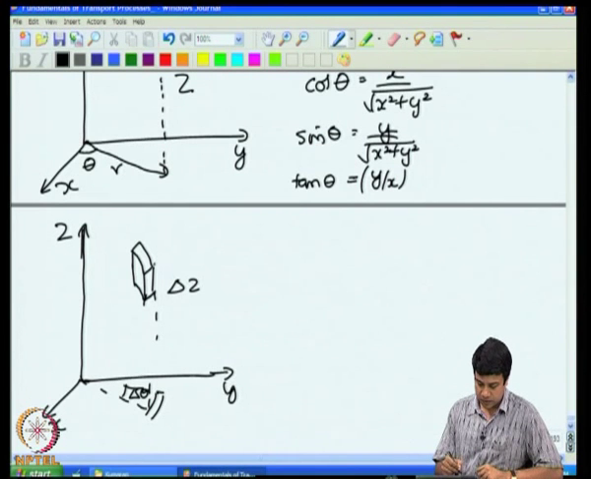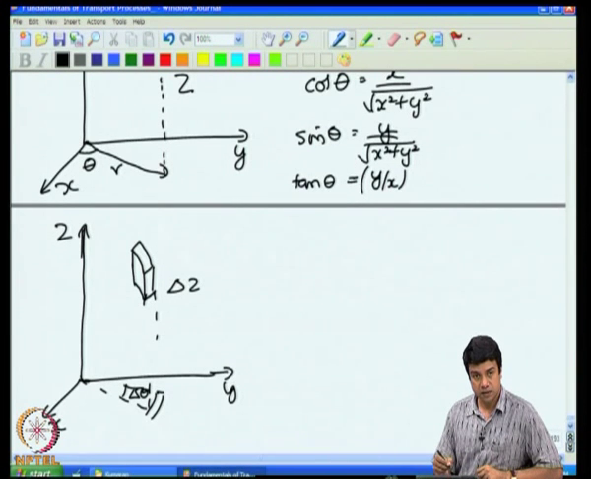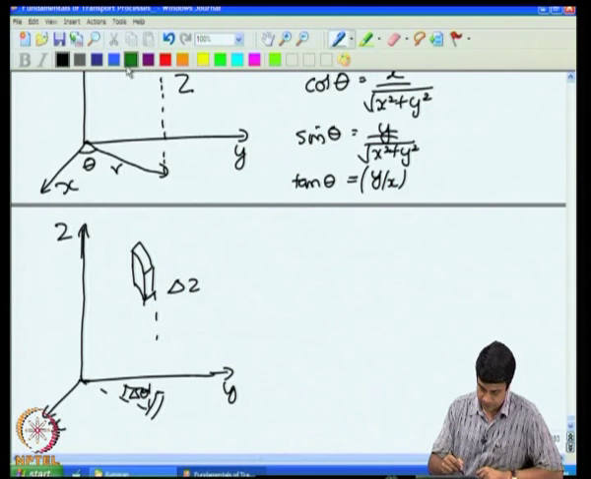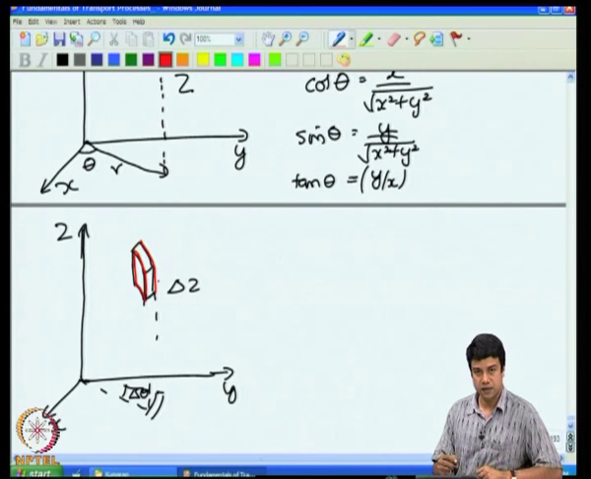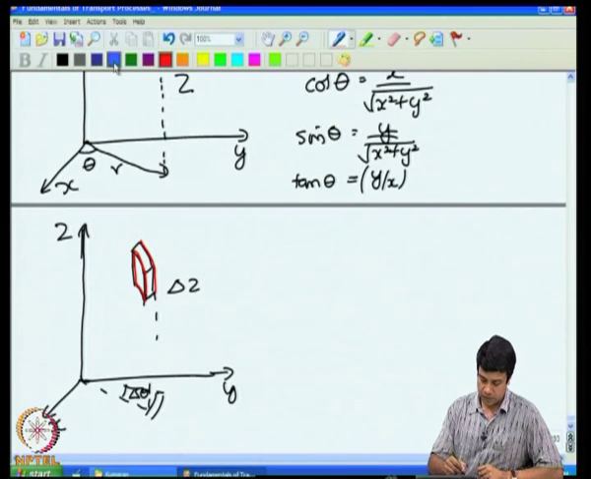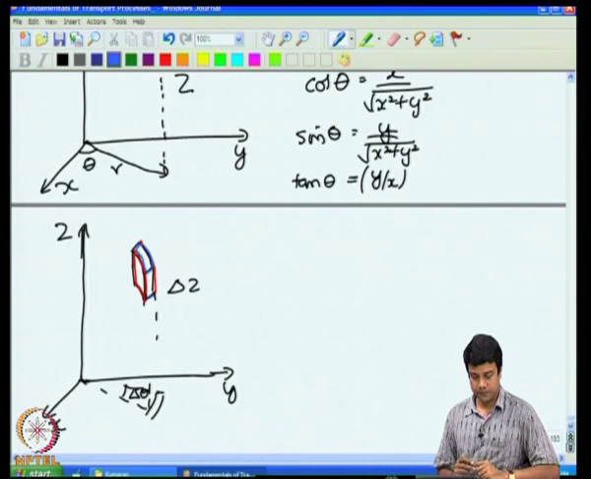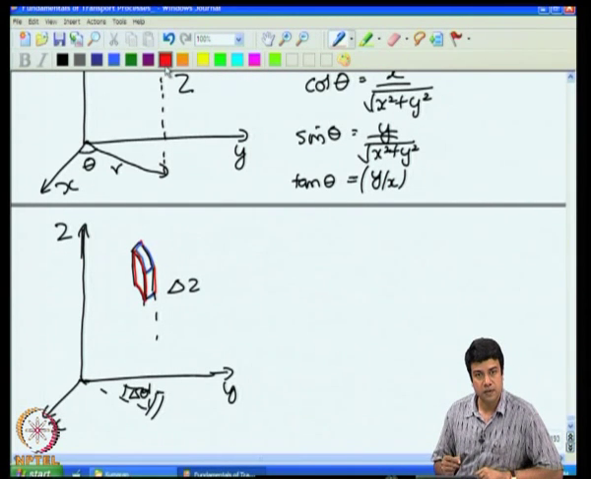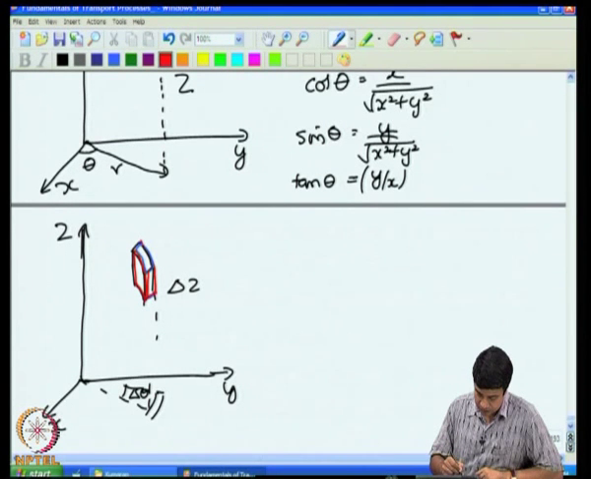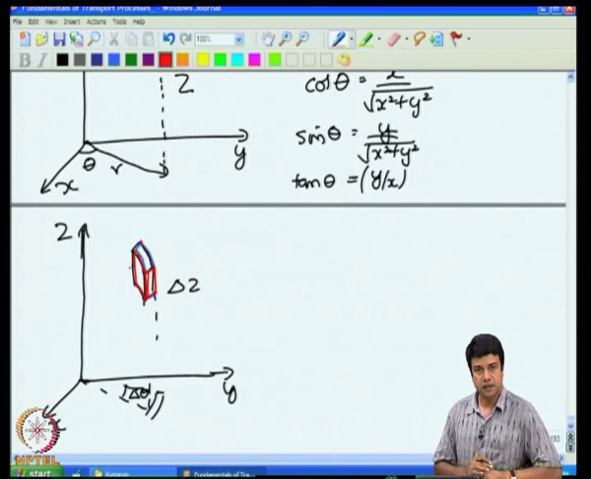So, I have two surfaces at constant r. This is at r minus delta r by 2, and there is another one on the other side at r plus delta r by 2. Two surfaces at constant z, the top and the bottom. This one is at z plus delta z by 2 and the bottom surface is at z minus delta z by 2. And then I have two surfaces at constant theta, theta minus delta theta by 2 and a surface at the back at theta plus delta theta by 2.